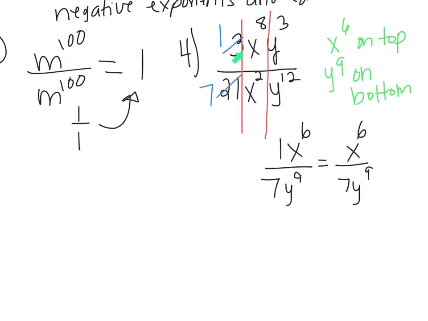So writing all of this out now, we have the 1/7, x to the 6th on top, y to the 9th on the bottom. And because we have an x to the 6th up here, we really don't need to write the 1, so the best answer is right here.